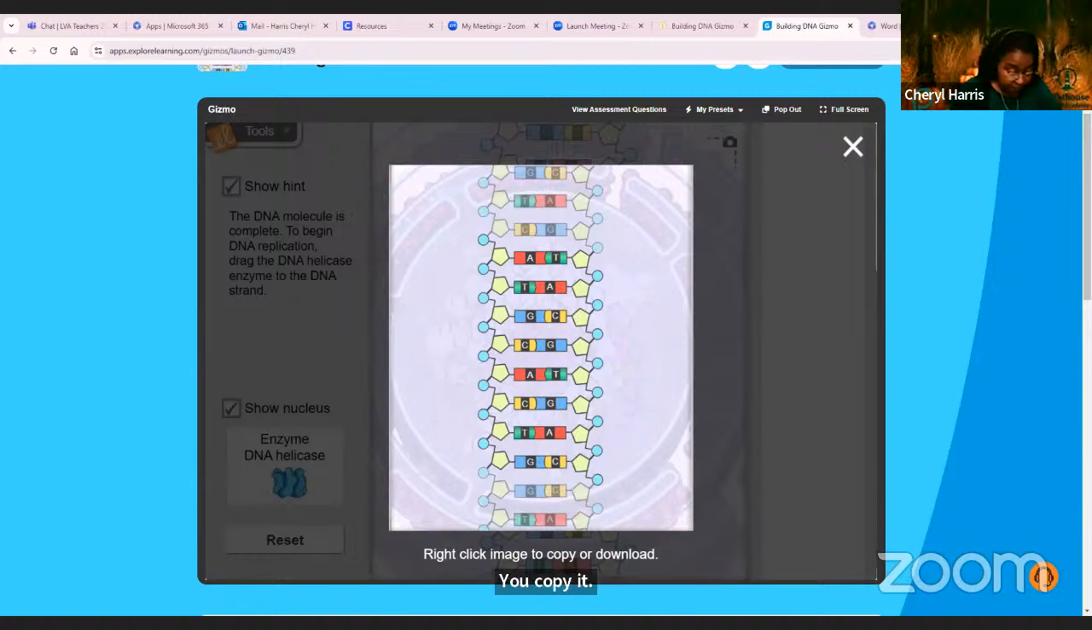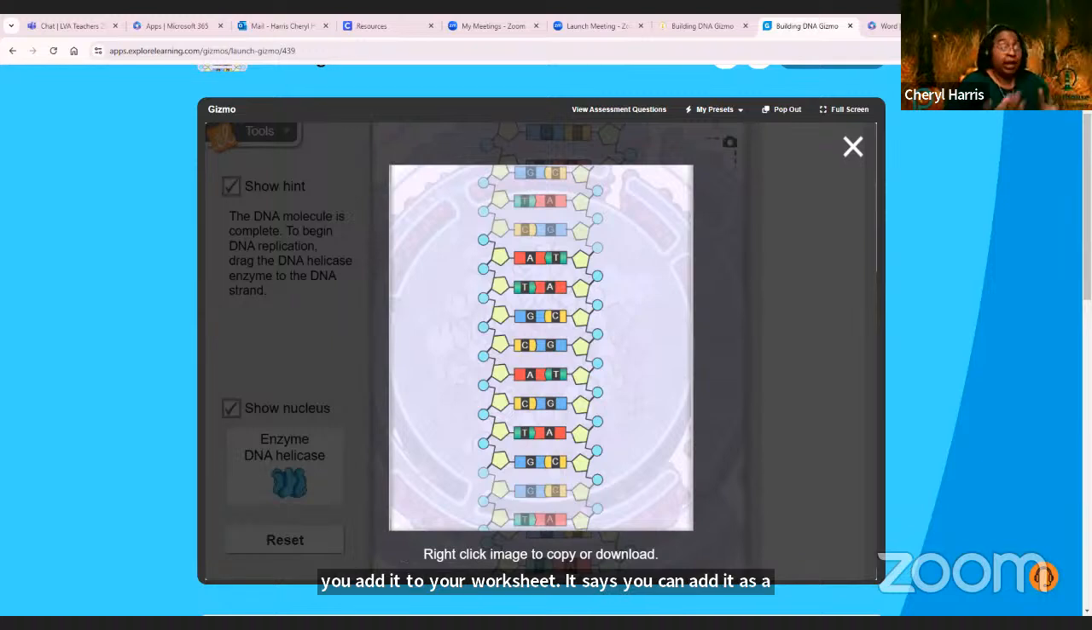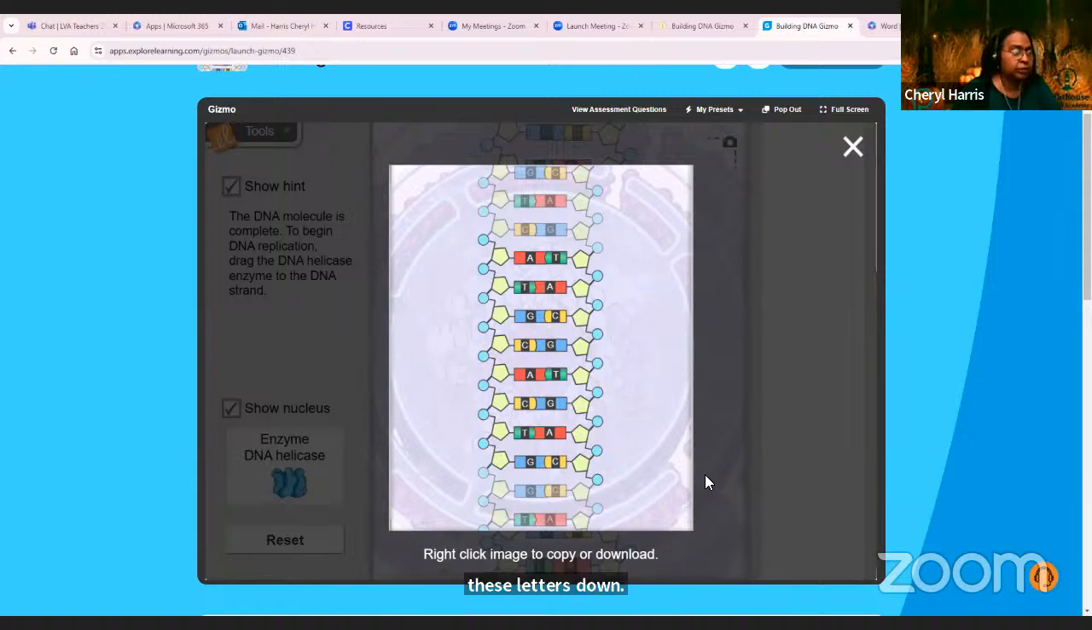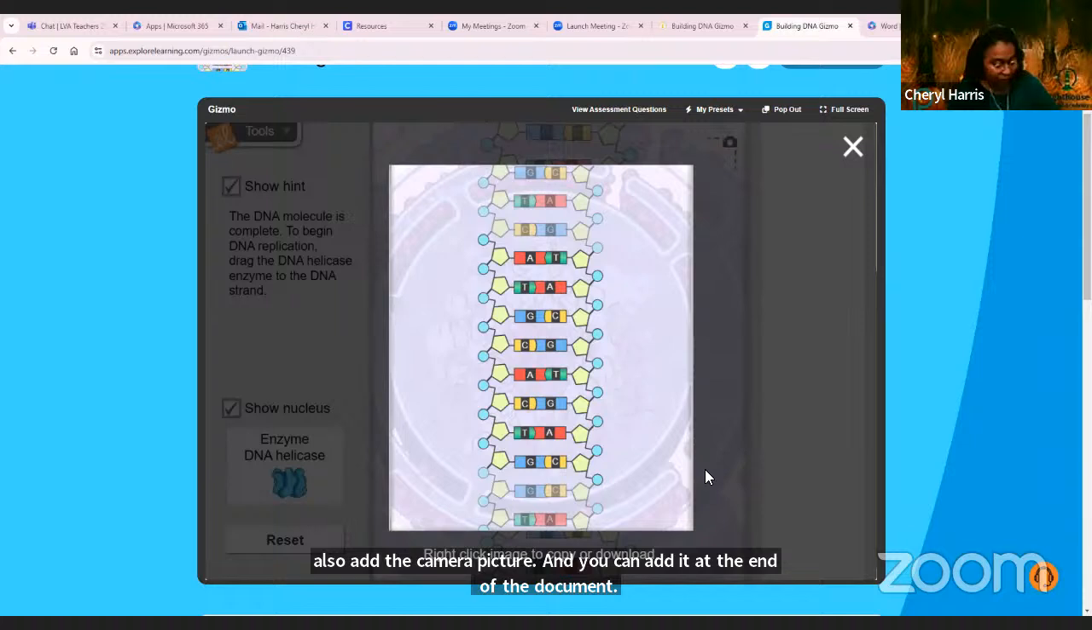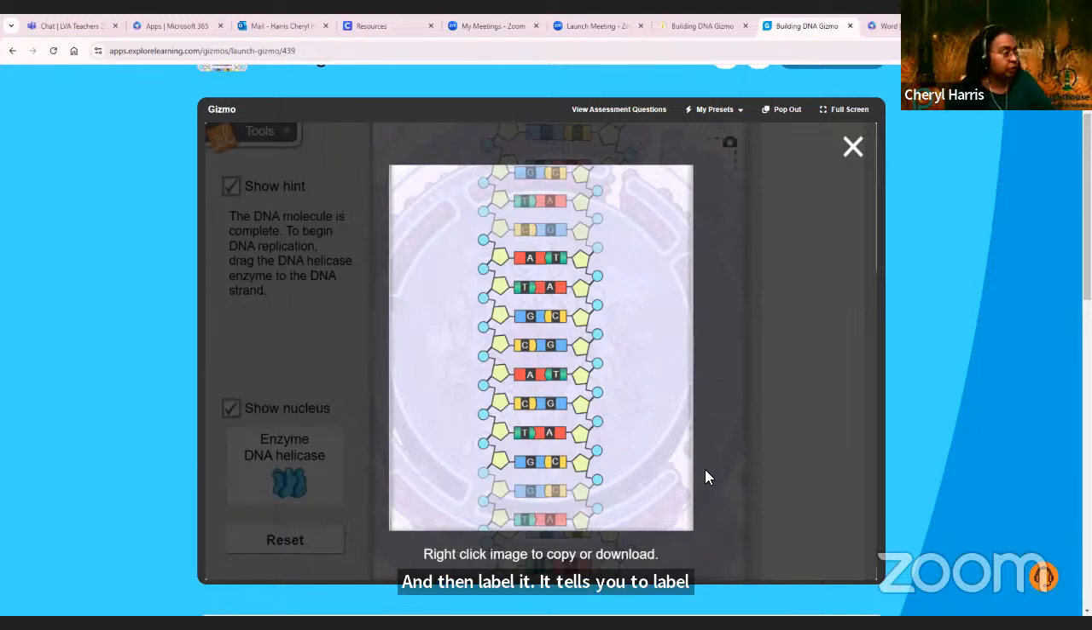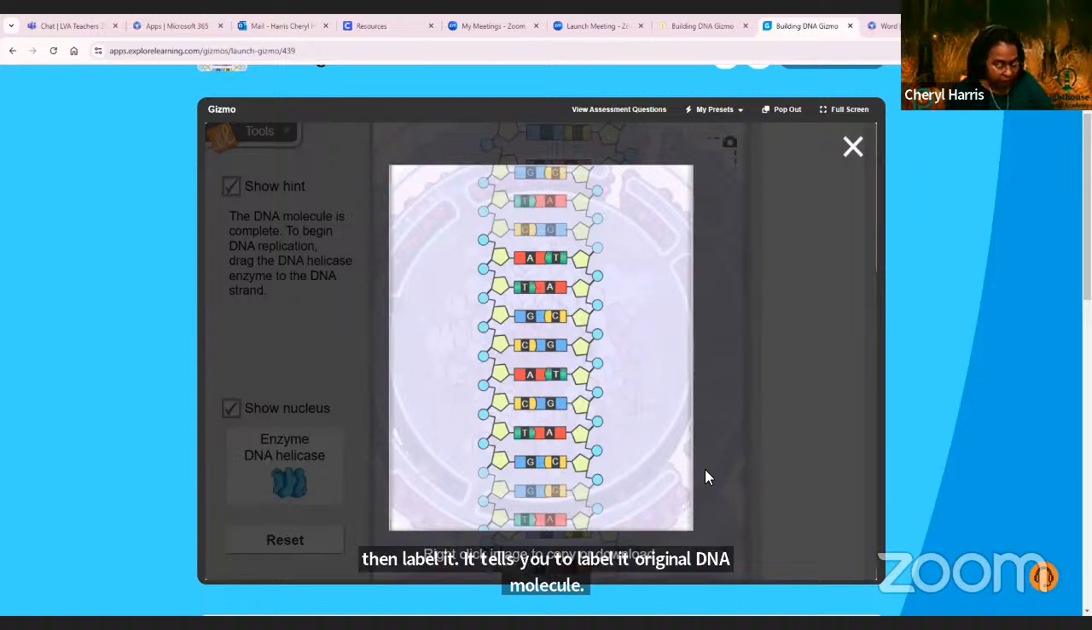It says if you can, add it to the space on the side. Not on the side because they ask you to do something else. So they want you to write these letters down. Write what's on the left side, write what's on the right side, but also add the camera picture. And you can add it at the end of the document and then label it. It tells you to label it original DNA molecule. Okay. All right, so we've done step one. We constructed our DNA molecule.